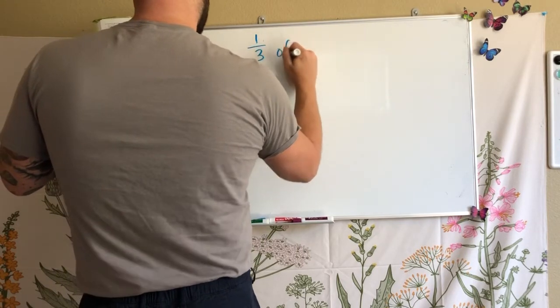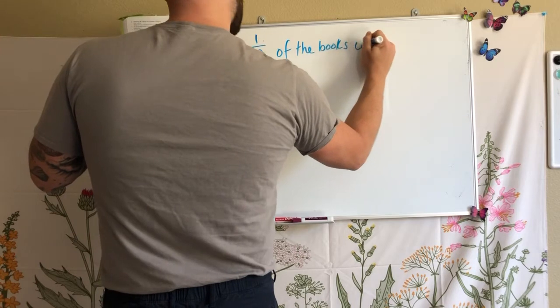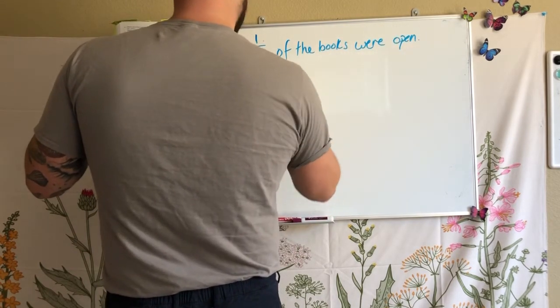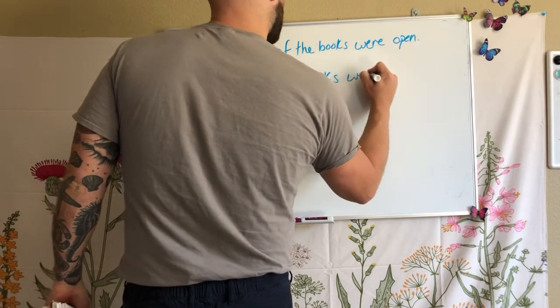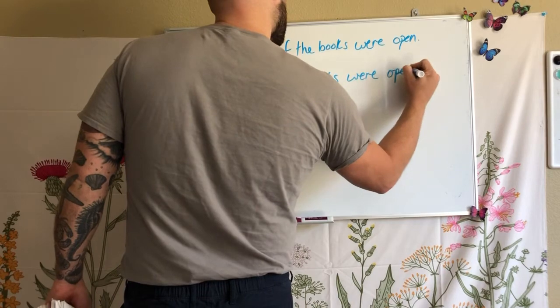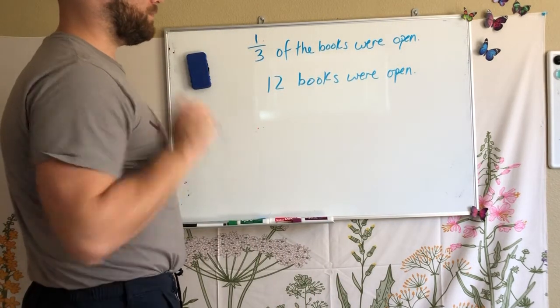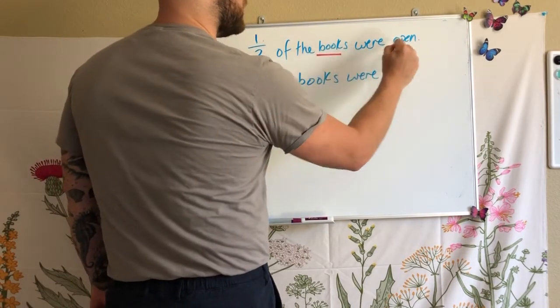1/3 of the books were open. 12 books were open. So, how many names does this story give us? 2. What 2 names? Books and open.